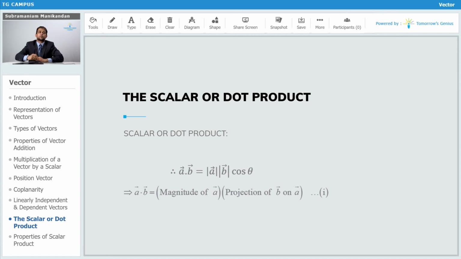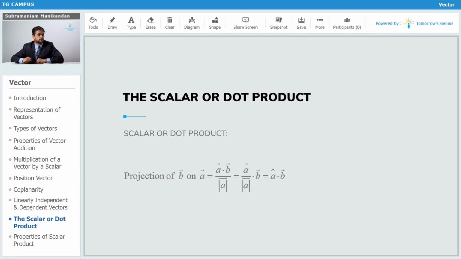You can also flip this the other way around, and say that I'm trying to find out how much portion of the vector A bar is going in the direction of B bar. Both statements are equivalent to each other. Therefore you can also write A bar dot B bar as magnitude of B bar times projection of A bar on B bar. Projection of B bar on A bar.